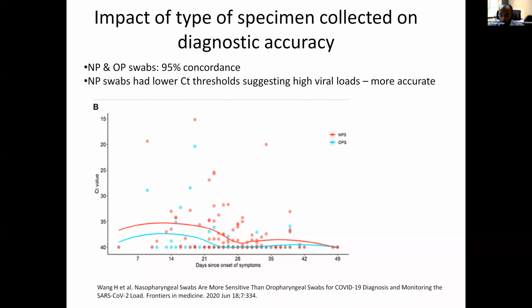But nasopharyngeal swabs had lower thresholds as indicated by this upper curve. And this was demonstrated right throughout the course of the disease. And the implication of this is that you have higher viral loads from samples collected from nasopharyngeal swabs. And then the extrapolation from this is that this will tend to be more accurate. So by and large, nasopharyngeal swabs will tend to give more accurate results when compared to oropharyngeal swabs. So when the two of them are combined, then you do get better diagnostic accuracy.